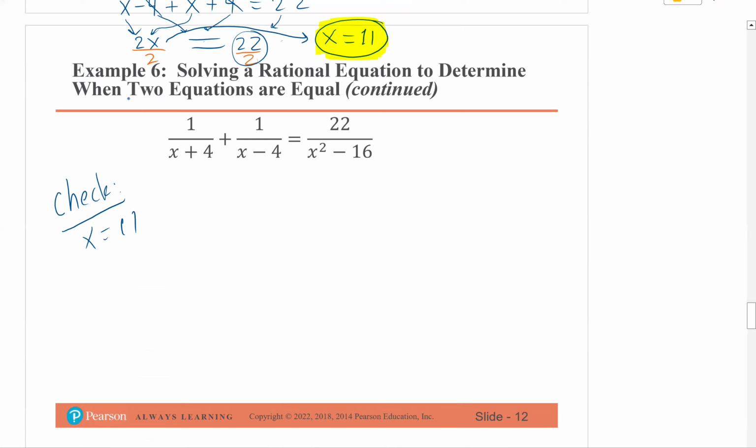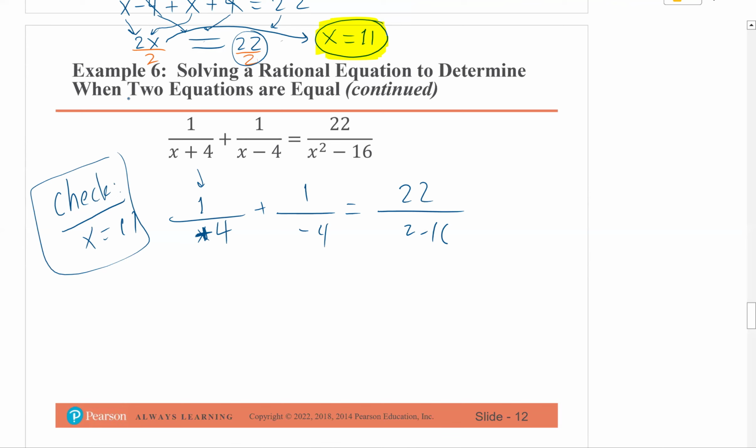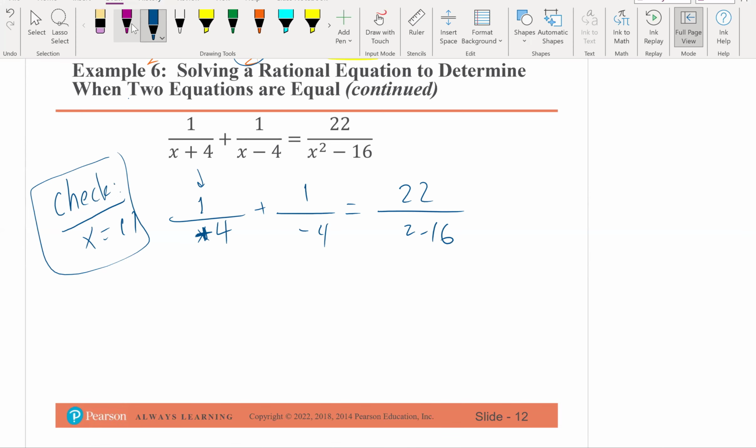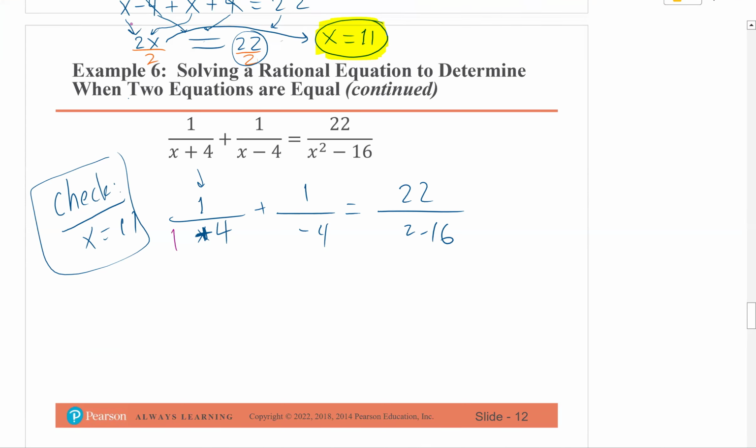So I'm gonna replace it wherever there was an x. I'm just gonna rewrite this exact equation. Oops, I was just about to say with no x's, and then here I go writing an x. Get rid of the x, but where the x was, I'm gonna put an 11. Okay, individually simplify each fraction and see if it's true. On the very left fraction, it's 1 over 11 plus 4, which is 15. And then on the second fraction, 1 over 11 minus 4 is 7, equals 22 over 11 squared.